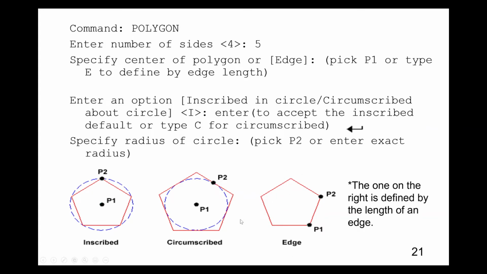Now the third figure here shows an example of a polygon that is drawn using the edge option. This one, edge, if I type in E. And this is when, if I have enough information, for example, I have information of the length of one side of the polygon, then I would choose to use this option.